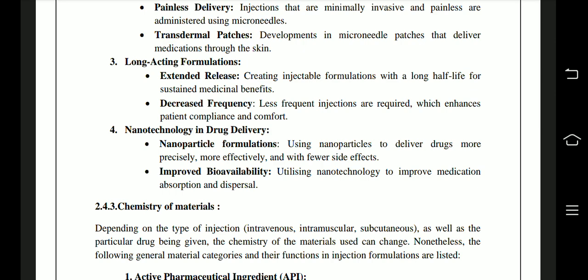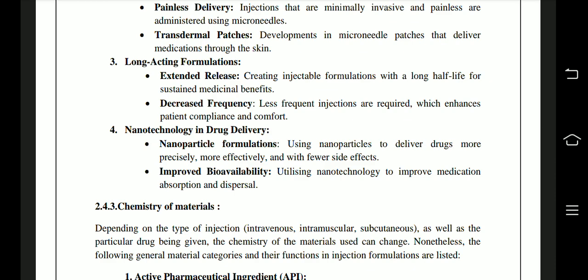Extended release: creating injectable formulations with a long half-life for sustained medical benefits. Decreased frequency: less frequent injections are required, which enhances patient compliance and comfort.